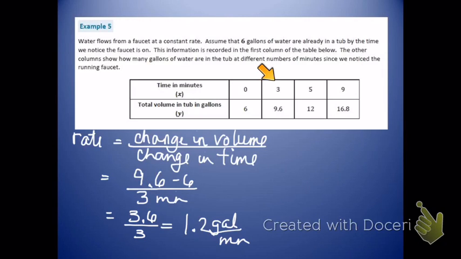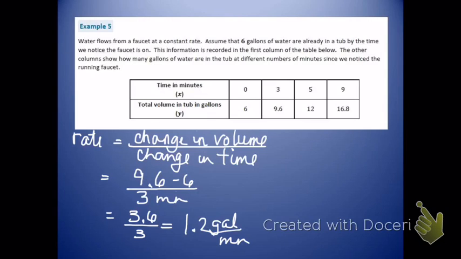If I checked some of these other points, the slope between any 2 points on this graph, for instance this one, 16.8 minus 12 is 4.8, and the change was in 4 minutes. So I could also see that that would be 1.2 gallons per minute. We're told it's constant, so that would have to be true, that the slope between any 2 of these points would be 1.2.